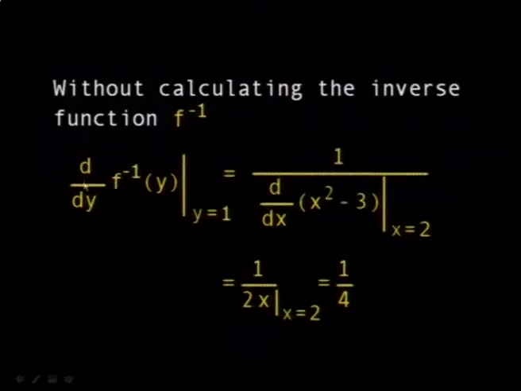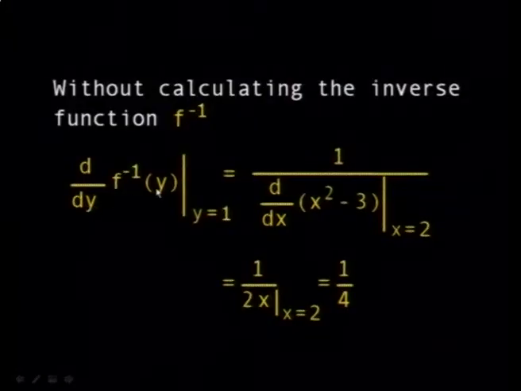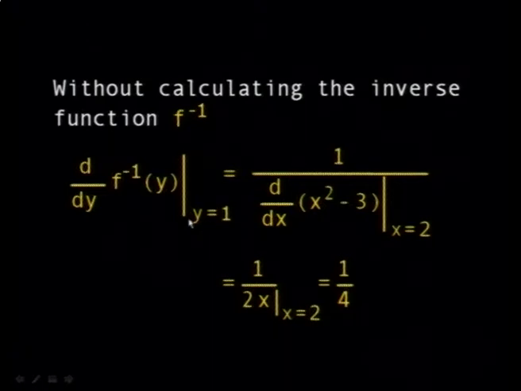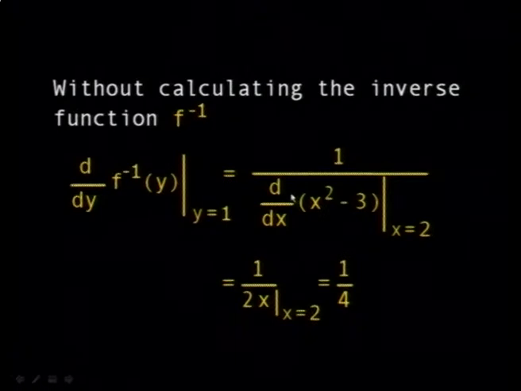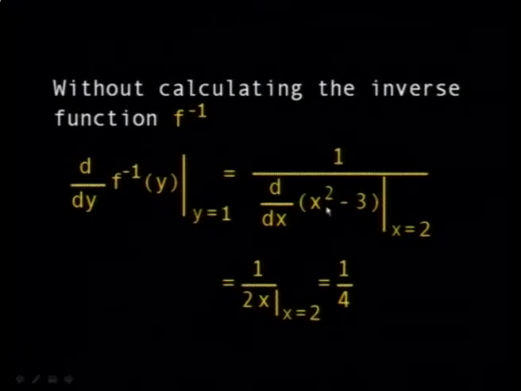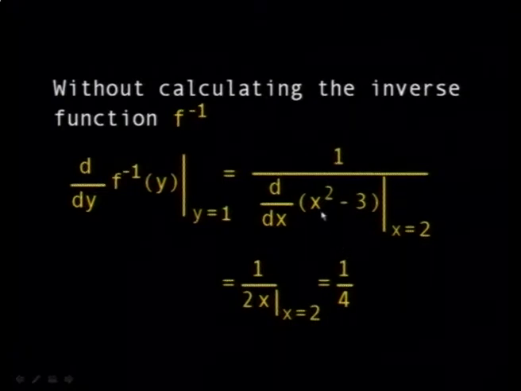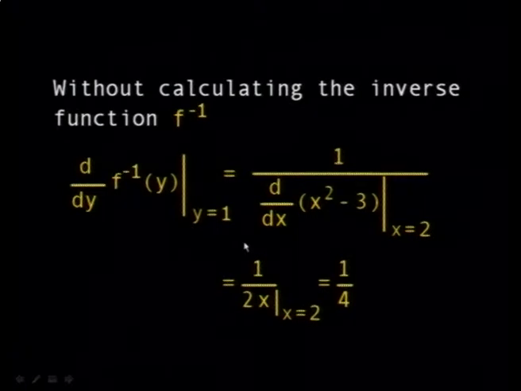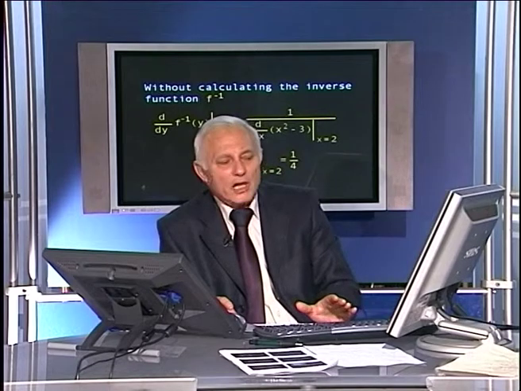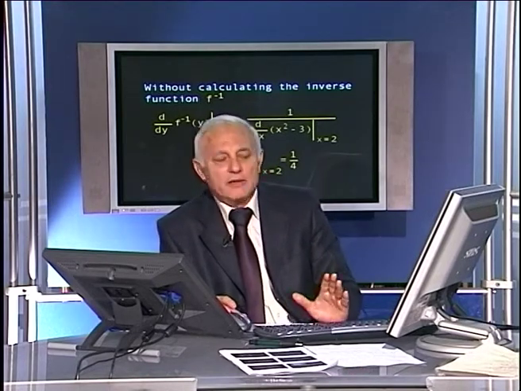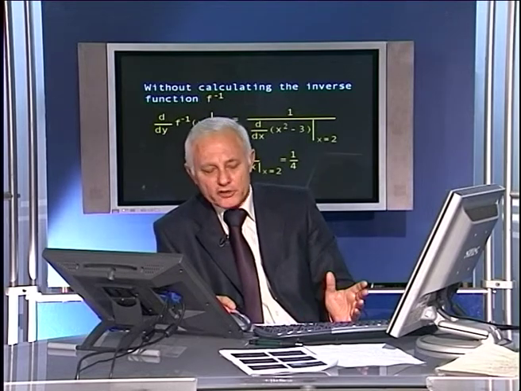So we have here d/dy of f⁻¹(y) at the point 1, which exists in the domain of f⁻¹, is equal to 1 divided by d/dx of the original function at the point 2, which lies in the domain of the original function. So when you differentiate this, you get 2x at 2, which is equal to 1 over 4. So here we did not calculate f⁻¹ in order to differentiate it, but we used the theorem directly in order to obtain the derivative of the inverse function.